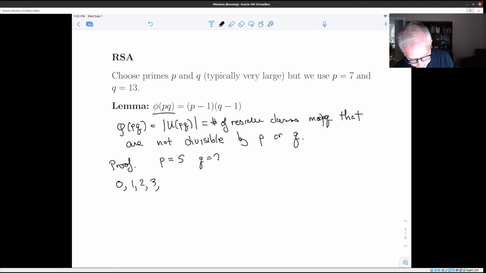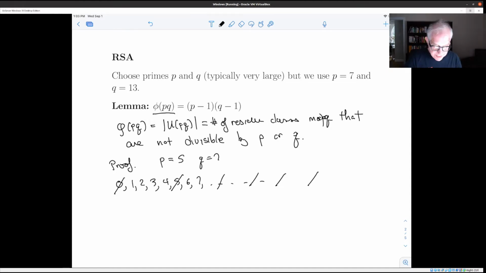I'm not going to write them all out, but just to give you the idea, I'm going to write out the first few. And we want to figure out how many of these are not divisible by 5 or 7. So we would cancel out the ones divisible by 5. And how many of those are there? Well, there are 35 residue classes, and 7 of them are multiples of 5.